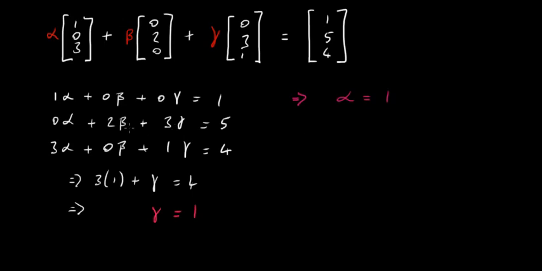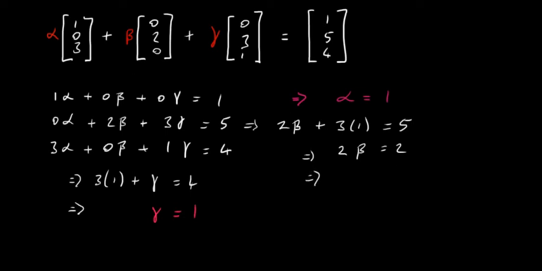So from that, I can just go to equation 2 here and try to find beta. I'll end up with 0 times alpha, so I'll have 2 times beta, which is what we want to find. So it's 2 times beta plus 3 times gamma, but we know gamma is 1, so it's 3 times 1, and that's going to give me 5. So that'll give me 2 times beta plus 3 is equal to 5. Bring the 3 over here, subtract, and you get 2 times beta is equal to 2.